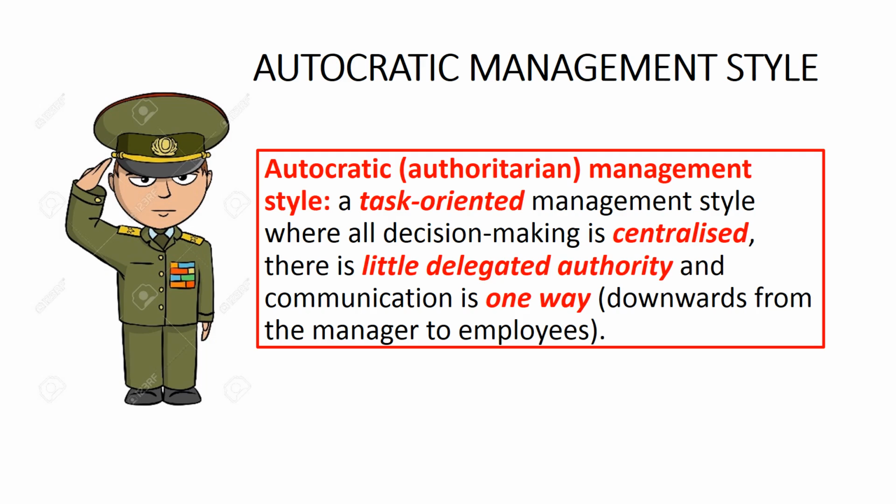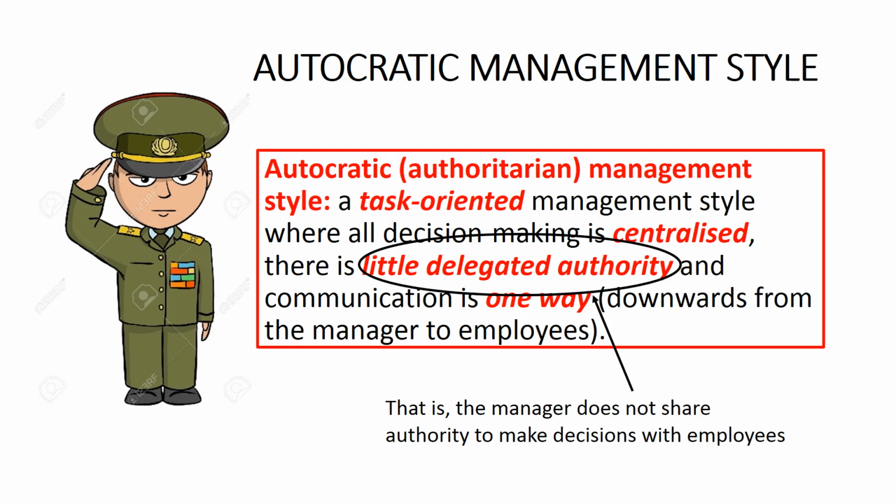So here we have a definition of autocratic management style. In your vocabulary sheets, look down the left-hand side, find the term autocratic management style and write this definition in there. The autocratic management style is a task-oriented management style where all decision-making is centralised. There is little delegated authority, which means that the manager doesn't share authority to make decisions with employees, and communication is one way, which is downwards from the manager to employees.